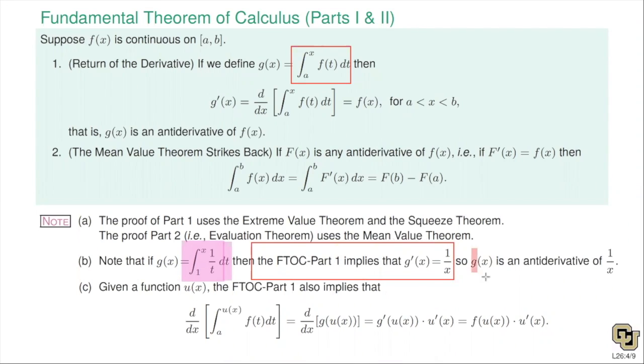One function that we have not been able to find the antiderivative of was 1 over x. So now finally, because of the fundamental theorem of calculus, we're actually able to solve that question: what's the antiderivative of 1 over x? And we will give this function a very special name. We will call this function, the integral from 1 to x of 1 over t dt, the natural log function.